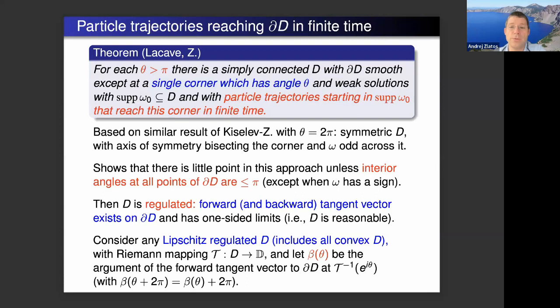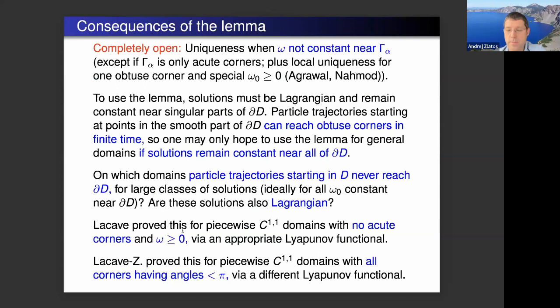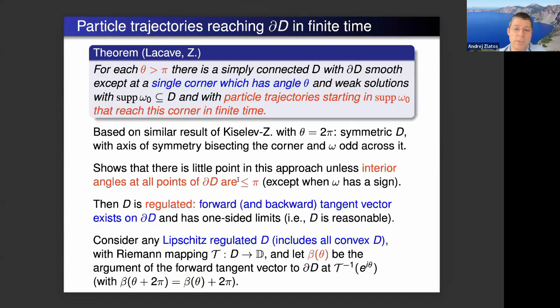So this all means that if you want to be able to show particle trajectories never reach the boundary, then you have to exclude these bad corners. Even if you allow your boundary to be much more singular than just finitely many corners, you have to exclude points where interior angles are greater than pi. At any point of the domain, you can measure the interior angle, and it has to be no more than pi, except when the vorticity has a sign. This was the previous result of Lacave I described. So if you want general vorticity, you have to do that.